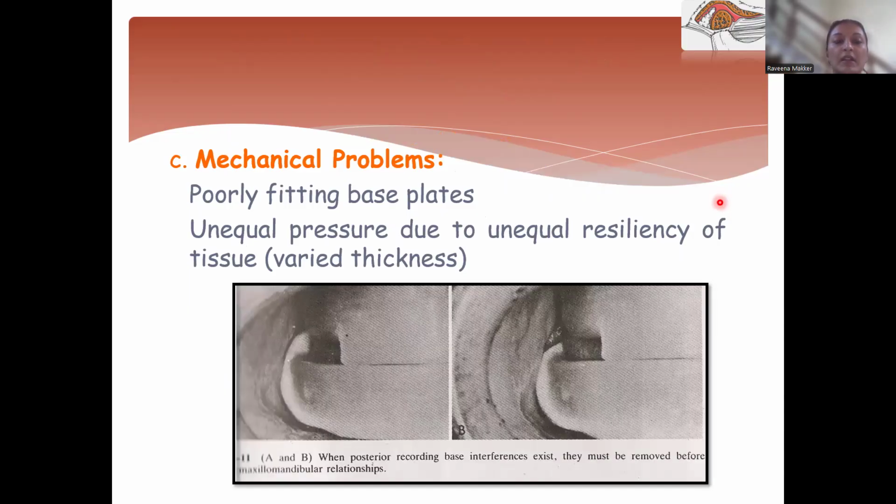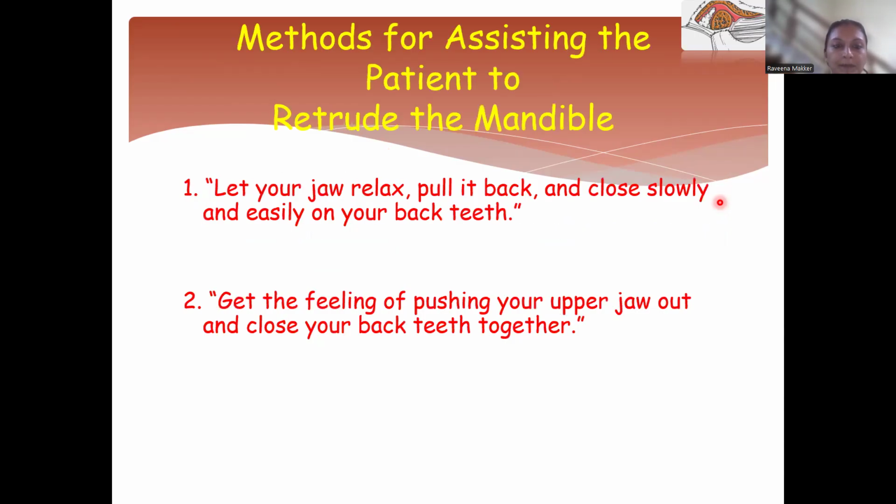Then the third point is the mechanical problems that may be due to poorly fitting base plates, unequal pressure due to unequal resiliency of the tissue because of the varied thickness. Then there may be problems in processing, where there can be unavoidable human errors where the centric relation might be lost. So these are various problems when the centric relation is recorded.